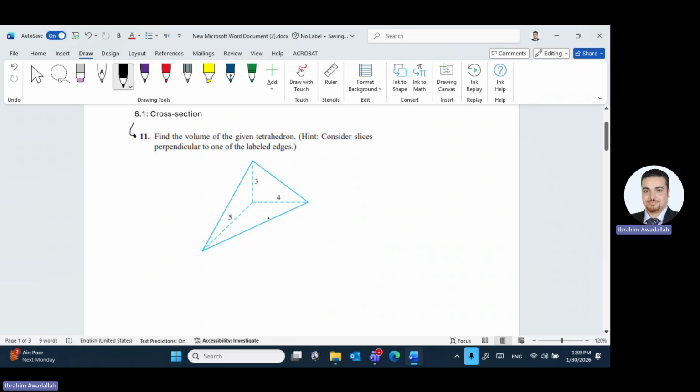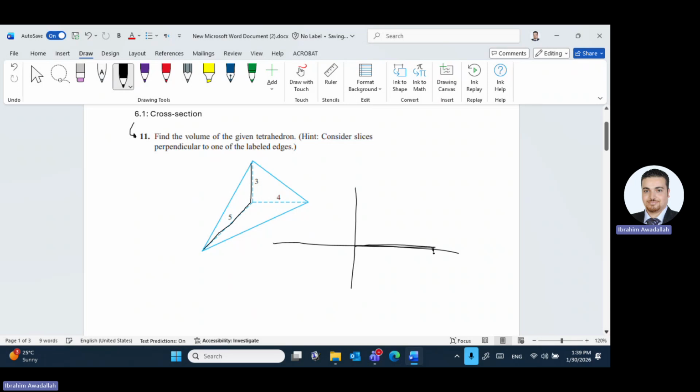Find the volume of the given shape as you see. But they say here we have a hint: consider slice perpendicular to one of the link edge. So what I will do here, I will take this x-axis, and this is y-axis. So for me, this will be my x-axis, almost.